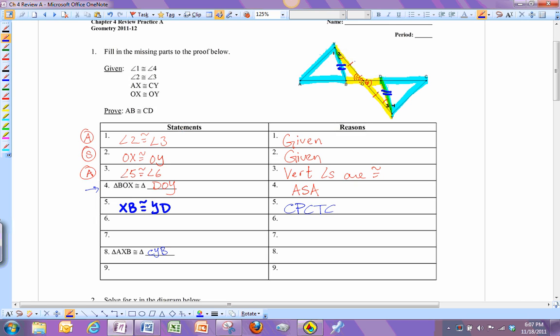Okay, let's go back to our givens here. I still have 1 congruent to 4. That helps with the blue triangles. So angle 1 is congruent to angle 4. And I know that AX goes with YC. So I can match those up. So AX goes with YC. These are both given.